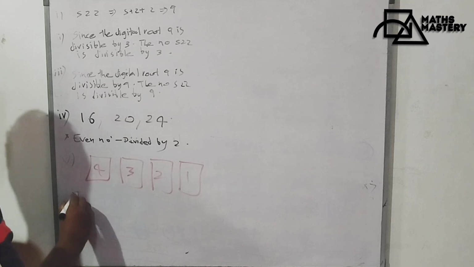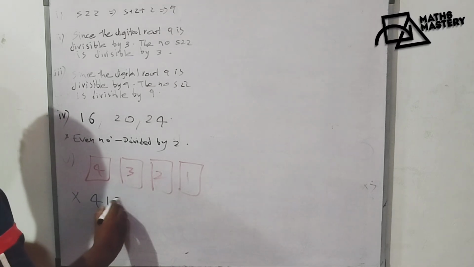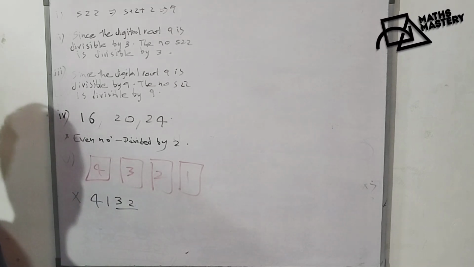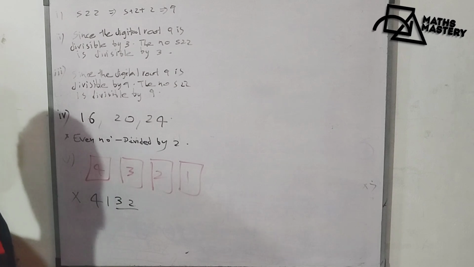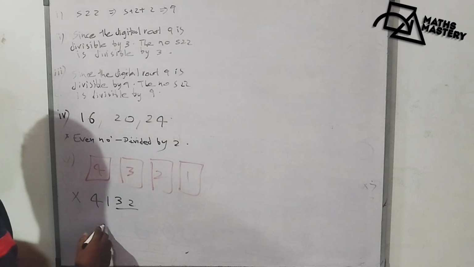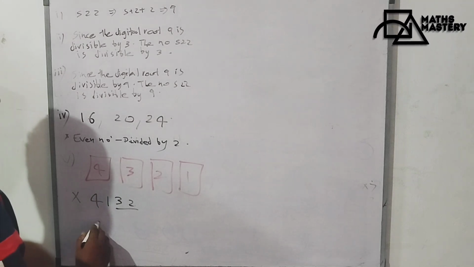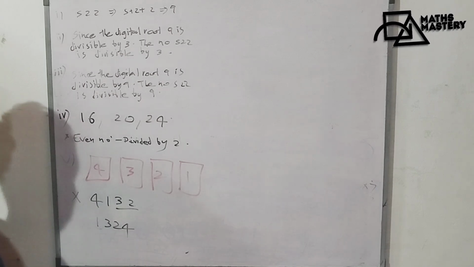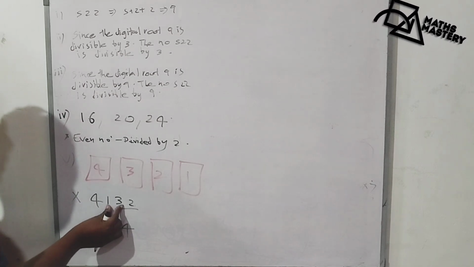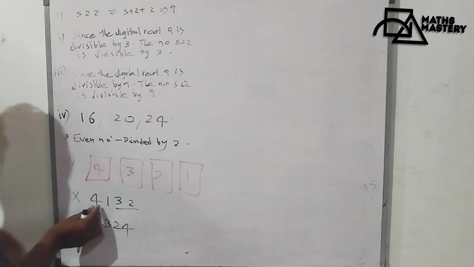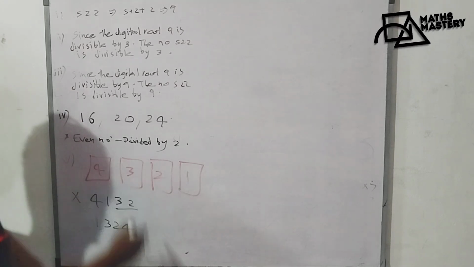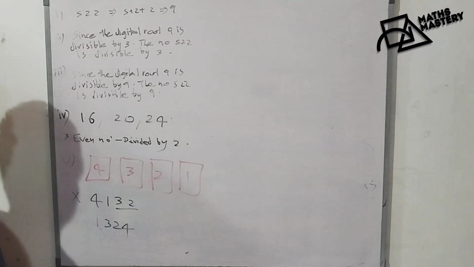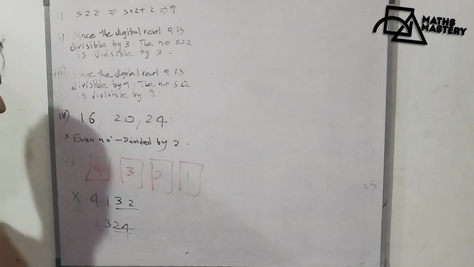So look students, I'm going to make some numbers here. 4, 1, 3, 2. 32 is divisible by 4, which is 4 times 8. Okay, and again I'm going to make another pattern as 1 3 2 4. What I did is I brought this 13 here and put this 4 at the end of the number. So 24, this is also divisible by 4.